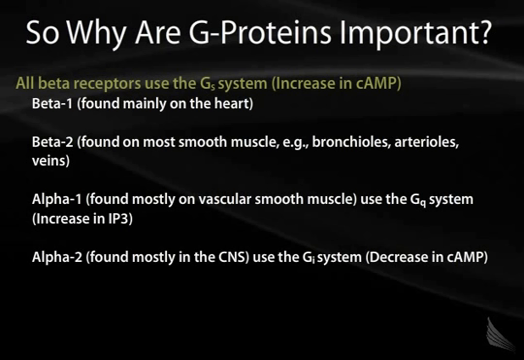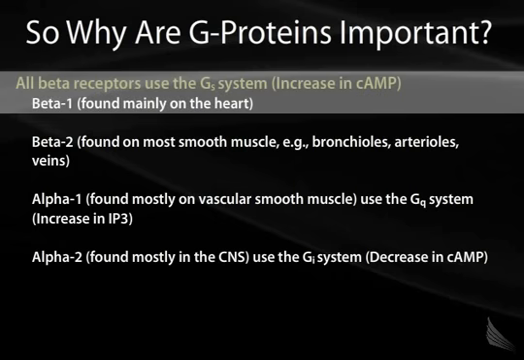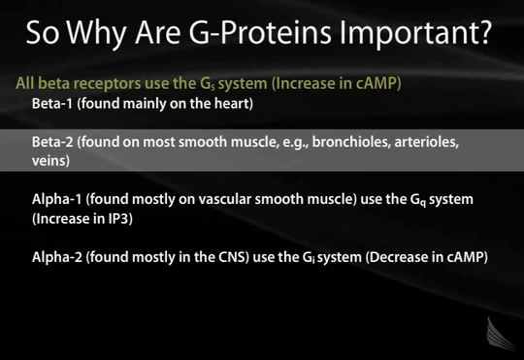So one additional consideration when talking about the pharmacology of all of these receptors is to recognize that almost all of them utilize G proteins. We talked about G proteins in some detail in a previous lecture, and here we see their utility again. All beta receptors use the G sub S system, and as you recall, the G sub S system acts to increase cyclic AMP levels. Beta 1 receptors, which are found mostly in the heart, and beta 2 receptors, as we've discussed, found on smooth muscle, in the arterioles, bronchioles, to a certain degree in veins, are all driven by cyclic AMP, which is coupled to the G sub S system.